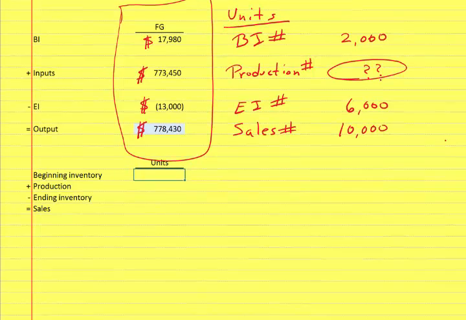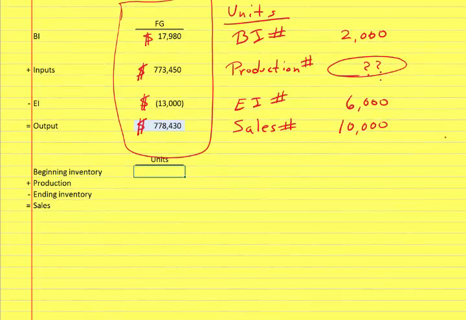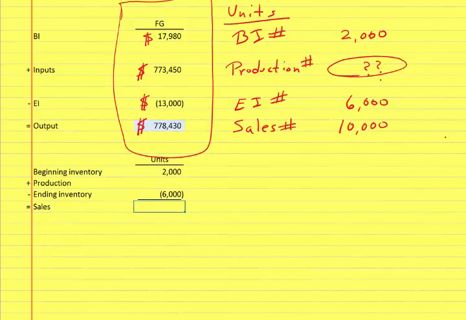So my beginning inventory was 2,000 units. My ending inventory is 6,000 units. That's subtracted, so I'm going to say minus 6,000. Not a negative quantity, but it's subtracted. And sales are 10,000. So now I need to solve for production. And to solve for production, I say equals 10,000 minus a minus 6,000 minus 2,000. And that gives me 14,000 units produced, solving for production.